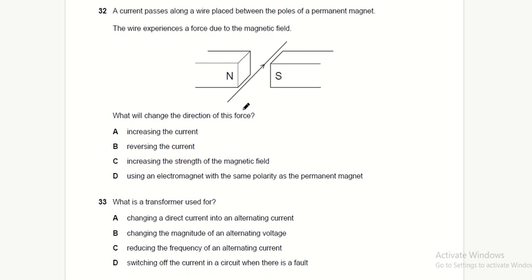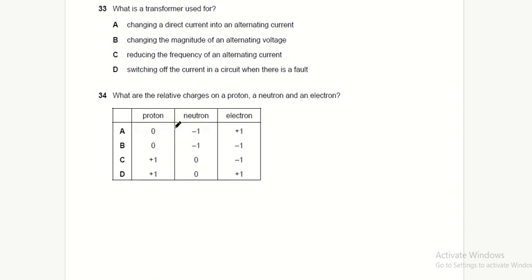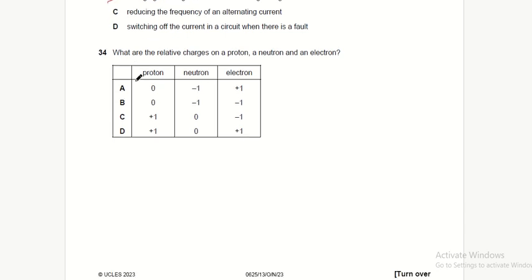We change the direction of magnetic force here, changing the current. A transformer is used for changing direct current to alternating, no. Changing the magnitude of alternating voltage, yes.